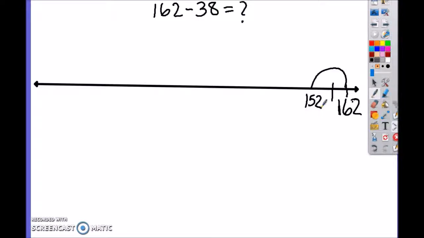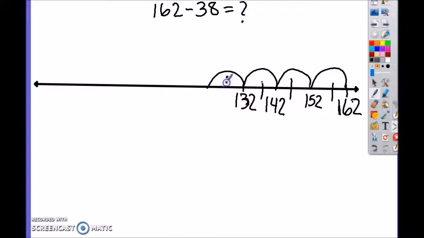I'm going to jump back another 10, so let's count back by 10 and get to the number 142. And then we're going to go ahead and use another tens rod and go back another 10. So let's go back to the number 132. So far we've counted back by tens from 162, 152, 142, 132.